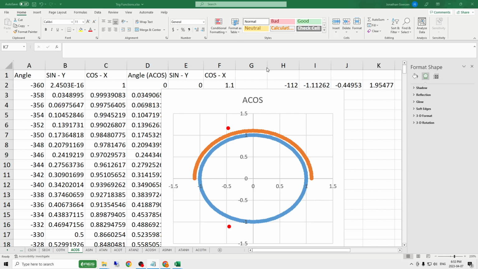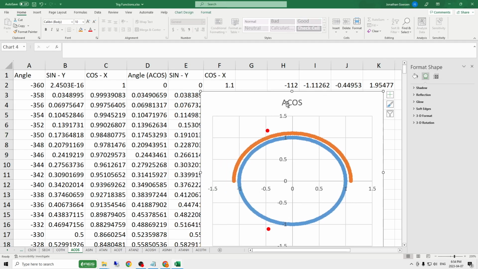The arc cosine function returns an angle for which the cosine would be equivalent to the input argument. In other words, it takes a number and returns an angle. So the input range for the arc cosine function is anywhere from -1 to +1.